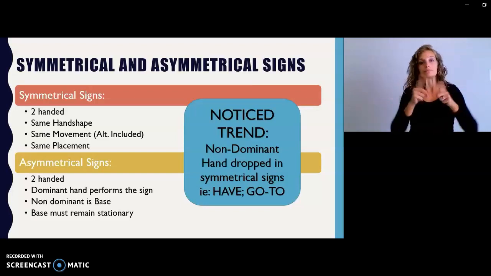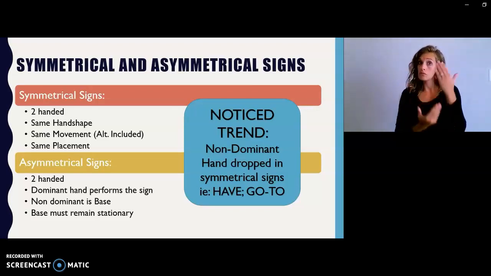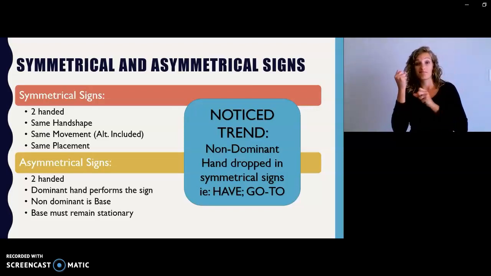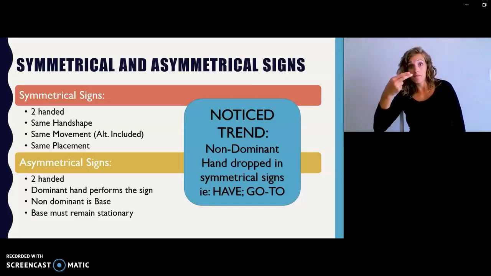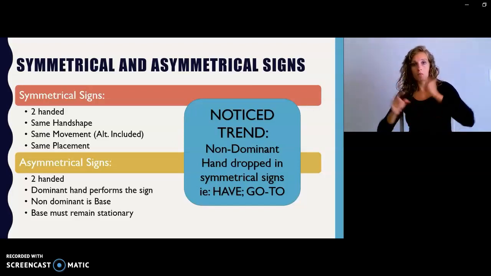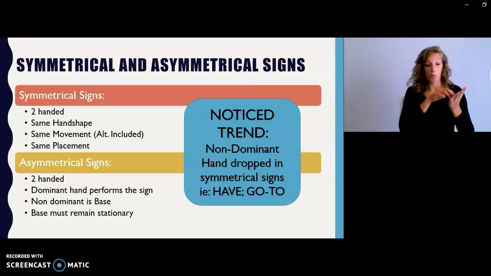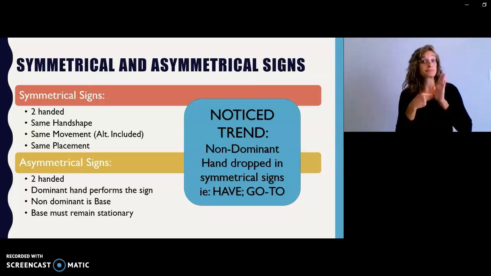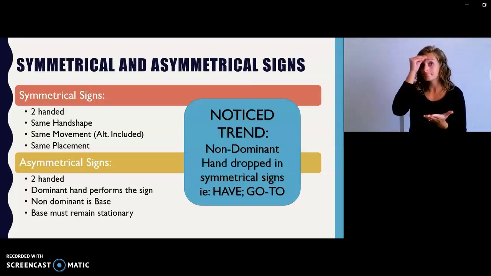So now let's talk about asymmetrical signs. This means again that we're using both hands to perform the sign. However, the dominant hand performs the sign or does the movement of the sign, and the non-dominant or weak hand is going to act as a support or the base. That base hand is going to remain stationary.